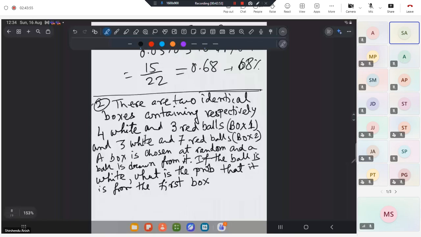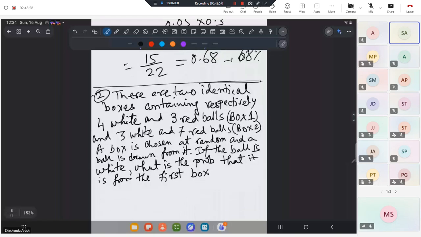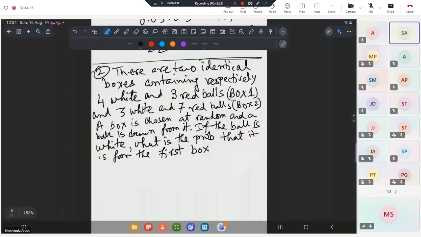So the problem is that two identical boxes are there. That means the probability of getting either box would be the same, that is half, right? So if some word like identical is there, like identical boxes, that means the probability of getting either box is the same. So it is box one and box two, each with probability half, right? Now, of course, in this kind of box scenario, it is always better to draw the contents of the boxes. Say this is box one, this is box two. So first case we got four white and three red balls.